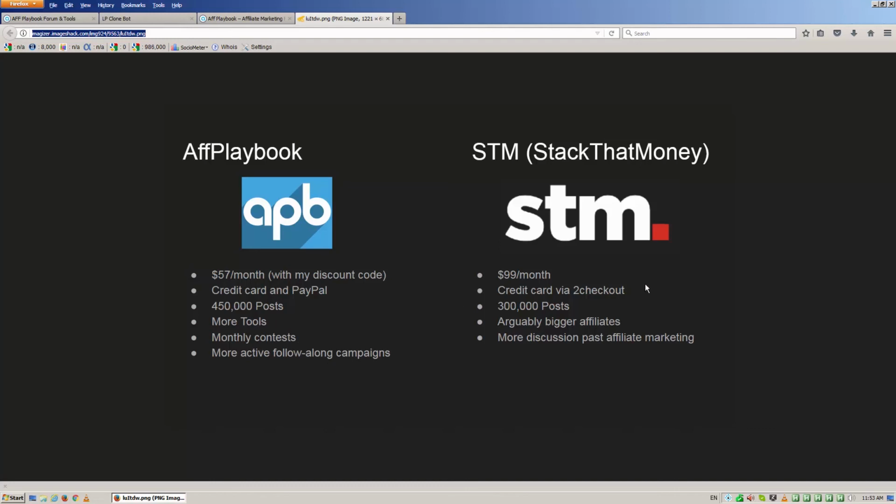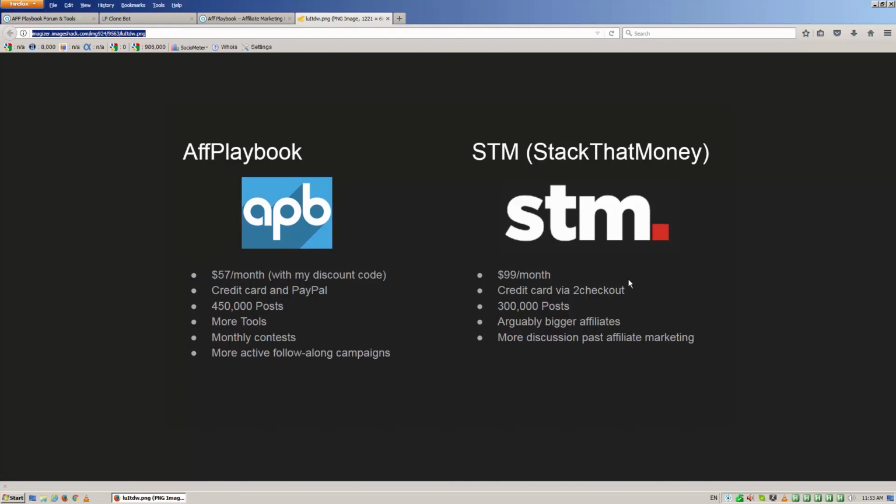In comparison, Stack That Money, in my opinion, I believe has slightly more experienced and bigger affiliates in general. Like if I had to compare the outliers, the real top guys, Stack That Money would definitely have the bigger guys. But I'm not sure if that really matters. Maybe it matters more if you are making a lot more money. But in general, there's successful affiliates on both sides.